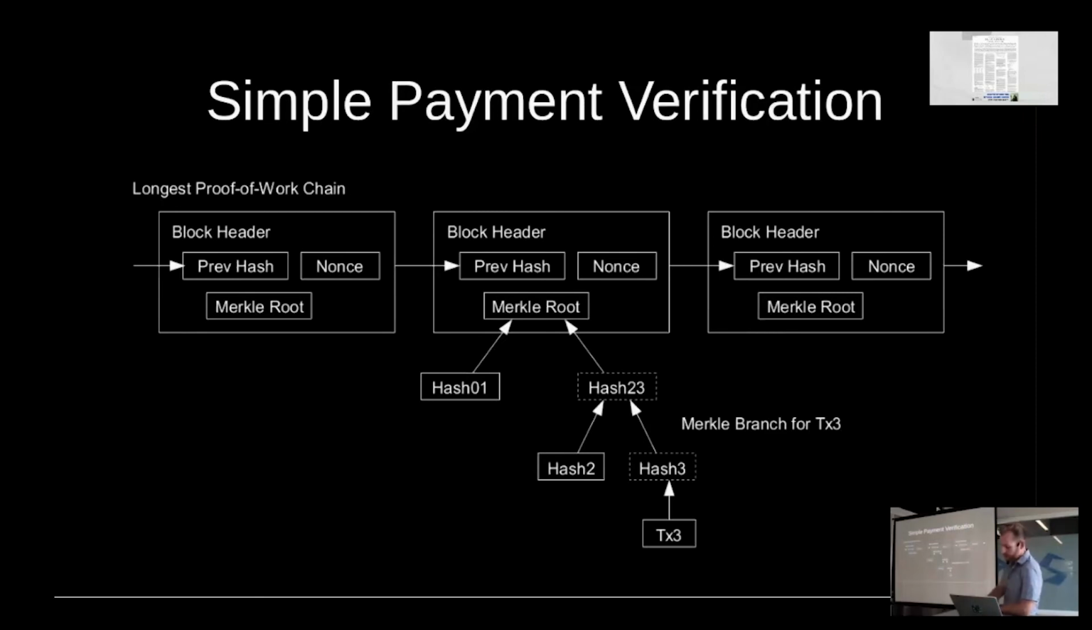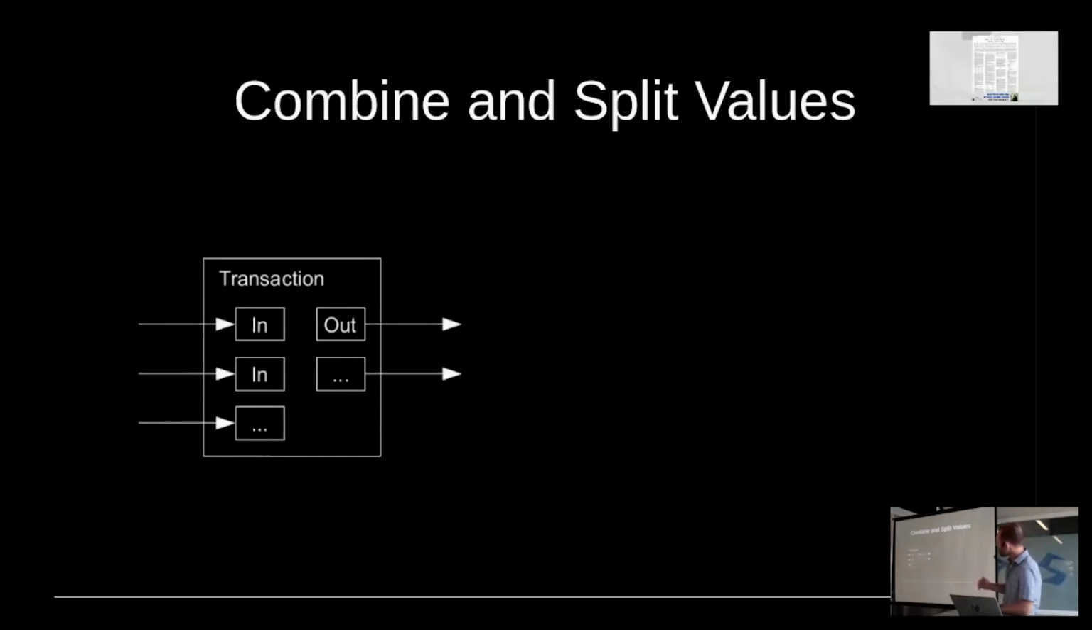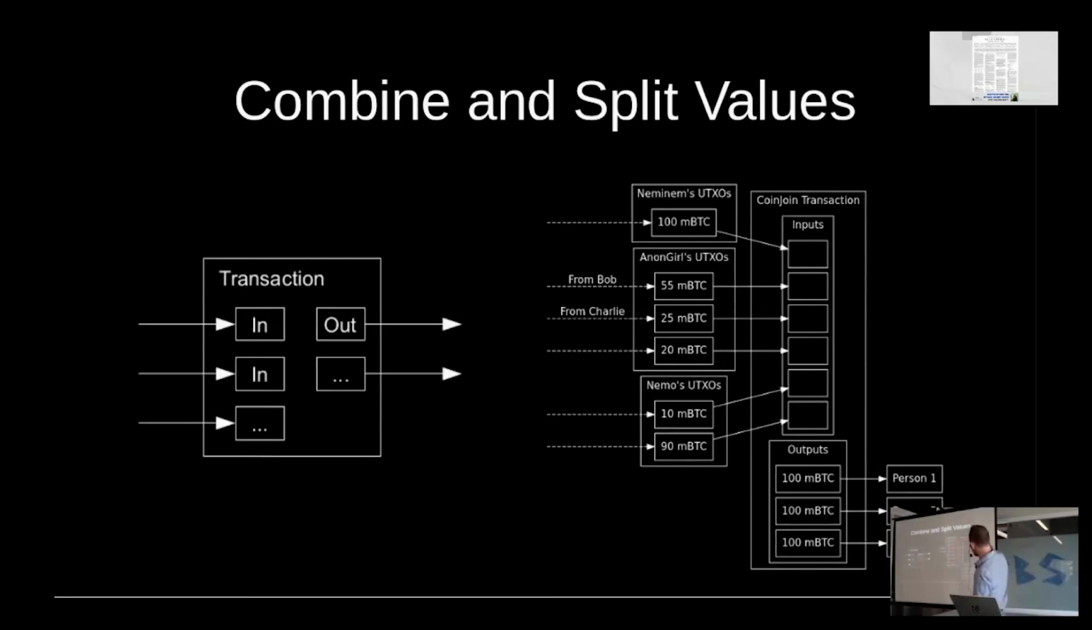So going into combining and splitting values, transactions are pretty cool. You can have all these inputs, and these inputs don't necessarily have to be all your inputs. These could be inputs from other people, and these outputs can go to different people. So you can have these collaborative transactions, and they can get pretty crazy. This is what a coin join transaction looks like. And so these transactions don't just have to be me buying a cup of coffee off of you. These transactions can be settling millions of dollars worth of economic activity.